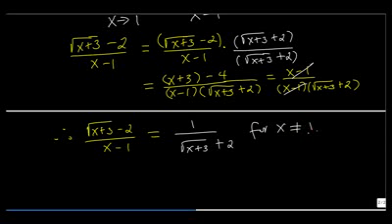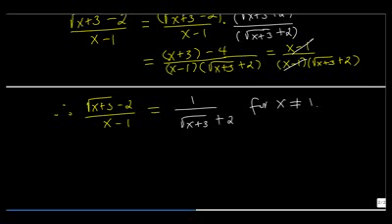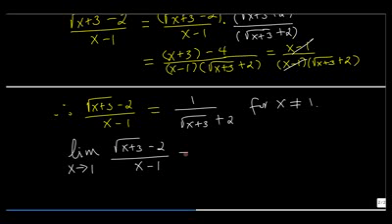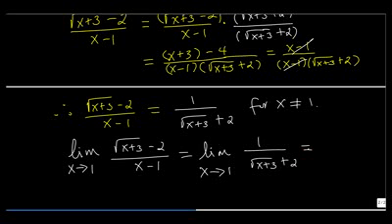Since we are interested in x approaching 1, not necessarily at 1, the limit as x approaches 1 of the square root of x plus 3 minus 2 over x minus 1 will be the same as the limit as x approaches 1 of this expression, which will give you, if you replace x by 1, 1 over the square root of 4 plus 2, which is 1 over 4. So this is the exact value of the limit.